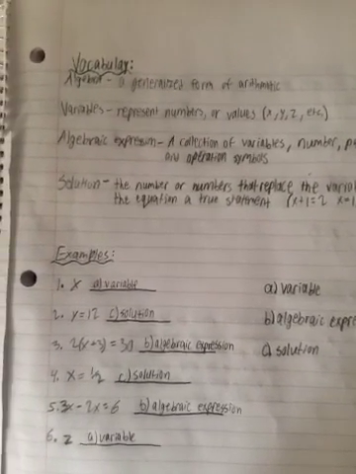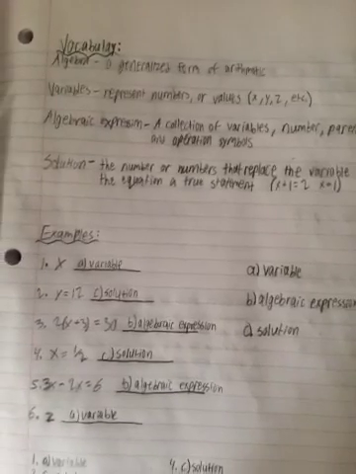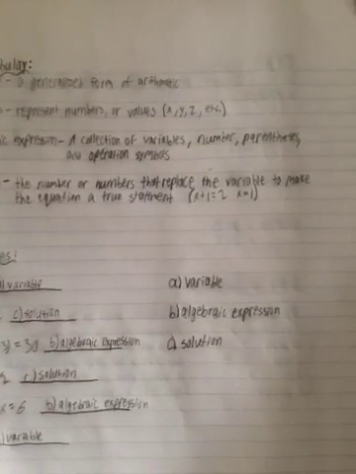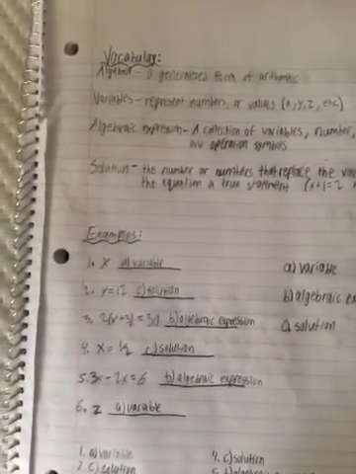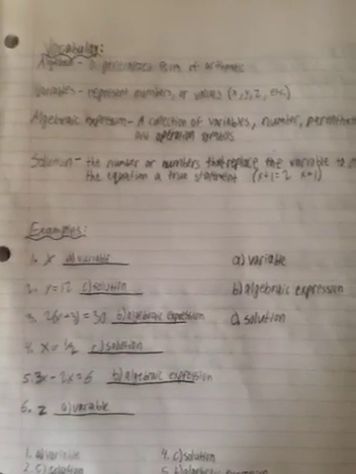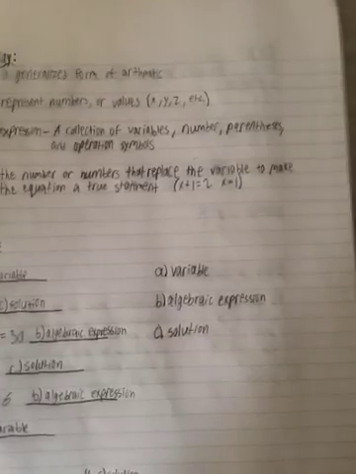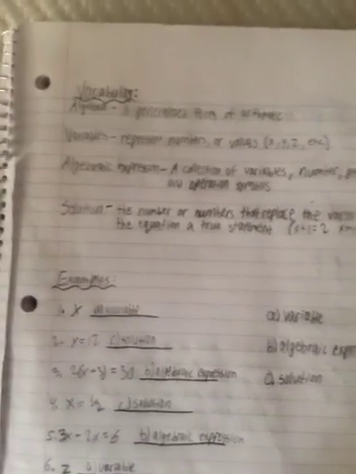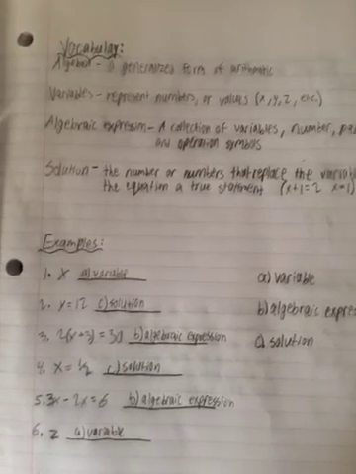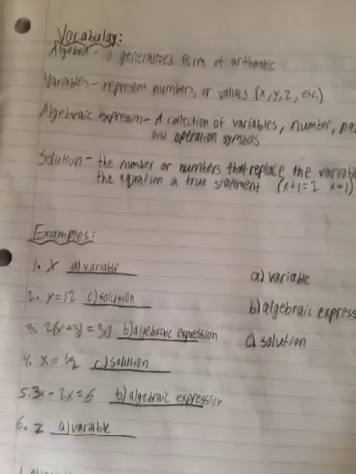Variables represent numbers or values. Algebraic expressions are a collection of variables, numbers, parentheses, and order of operations. Solution: the numbers that replace the variable to make a statement true. Your variables can consist of x, y, z, a, b, pretty much any letter. Your solutions are the answers that make the algebraic expressions make sense.